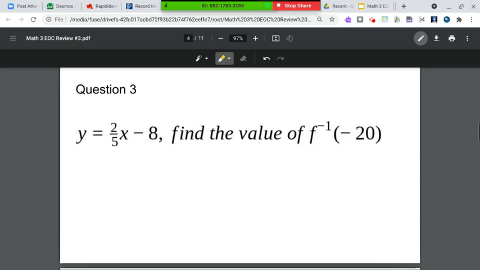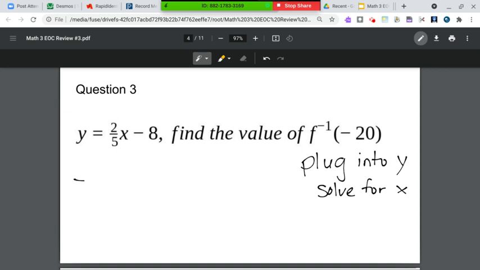Number 3 gives us a linear function, and we have to find the value of f inverse of negative 20. So when we have a given function and we have to find the inverse of the value, we plug the value in for y and we're solving for x. So essentially, plug into y, solve for your x value. Okay, so I'm going to say negative 20 equals 2/5 x minus 8.